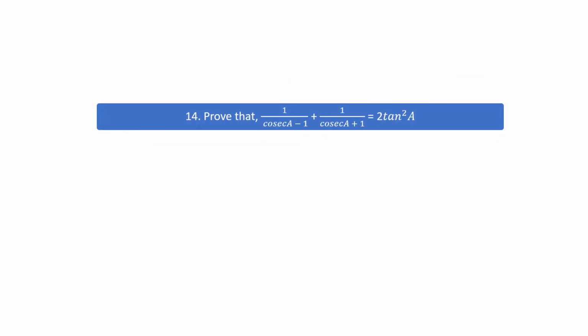Question number 14. Prove that 1 / (cosec A − 1) + 1 / (cosec A + 1) equals 2 tan² A. Same process as in the previous math. Do it yourself.